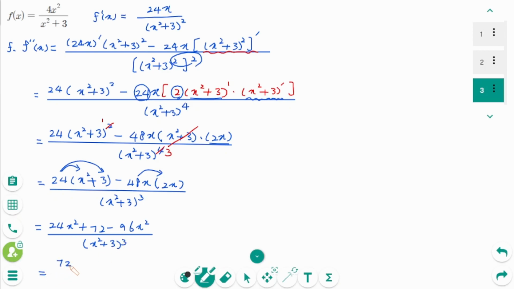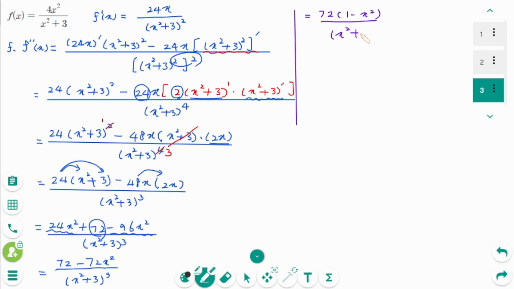Then 72 minus 24x squared minus 96x squared, which is 72 minus 72x squared, over (x squared plus 3) cubed. Then we can factor, take out 72: 72 times (1 minus x squared) over (x squared plus 3) cubed.